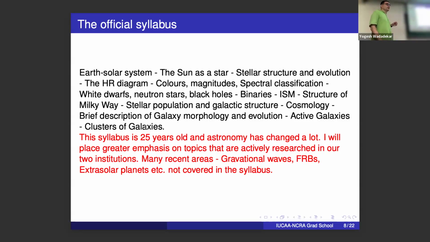On the other hand, there are many recent areas which are active areas of research at our two institutions, for example, gravitational waves, fast radio bursts. Extrasolar planets is not very actively researched here, but it is a very active field of research worldwide. So I will cover that also. So in addition to many of these topics, one will have to at least touch upon some topics which are not covered in the syllabus.